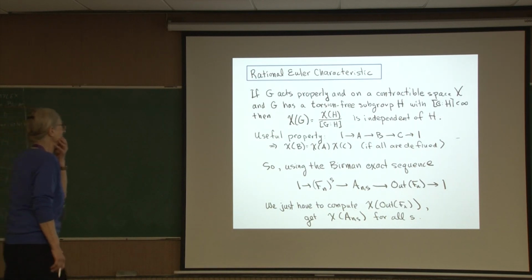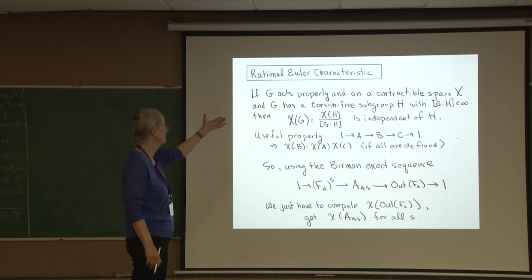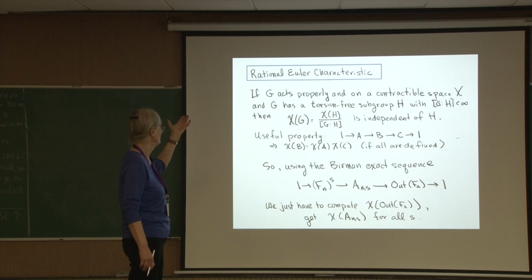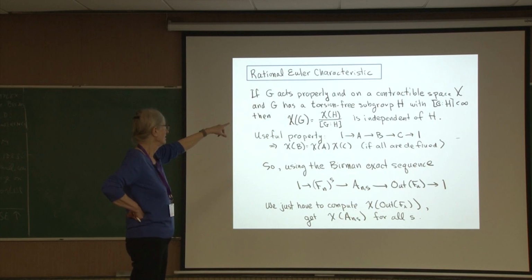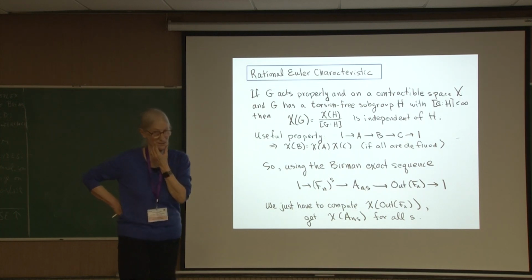Well, it turns out if you have a group that acts properly on a contractible space, and it's got a torsion-free subgroup of finite index, then the torsion-free subgroup of finite index actually has an Euler characteristic. This is the same as the Euler characteristic that you know and love. And if you take that Euler characteristic and divide by the index of the subgroup, you actually get an invariant of G.